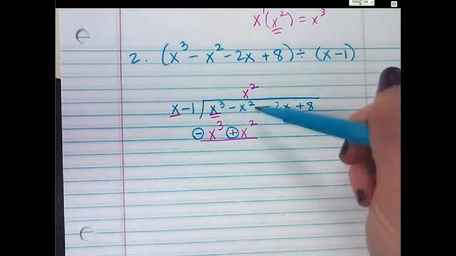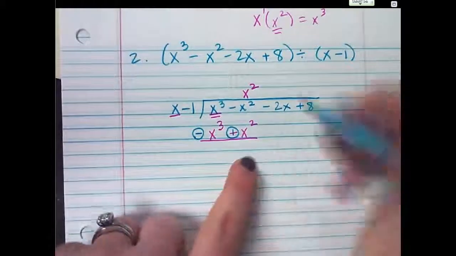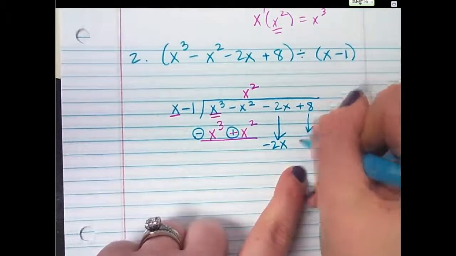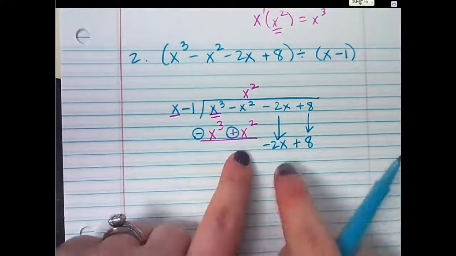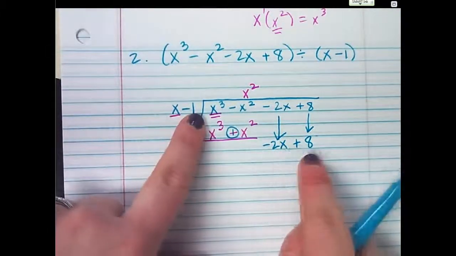When I add these, what do I get? You get 0. So since nothing is here, I'm going to bring down the next 2 terms. So I bring down the negative 2x and the 8. Because normally we have something here and then I bring down 1 term. You always want at least 2. If there's 2 out here, you want 2 here.